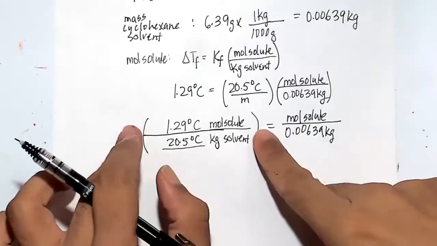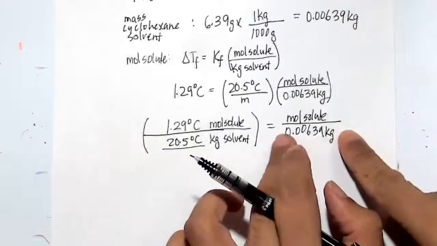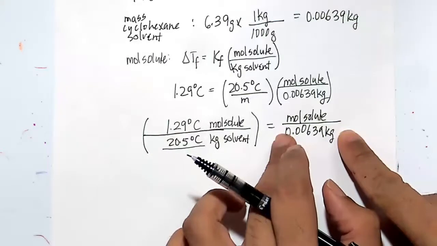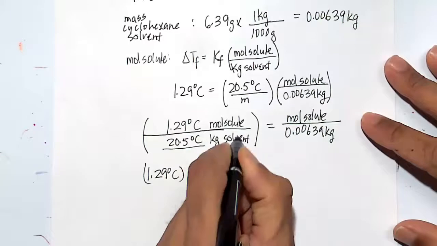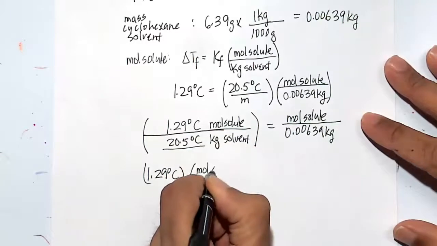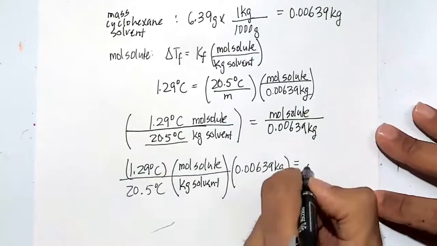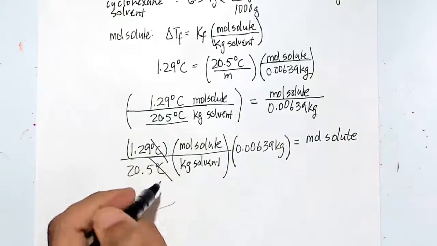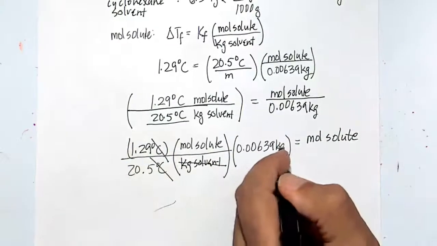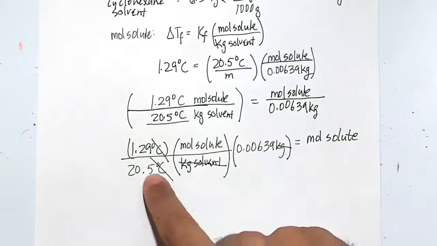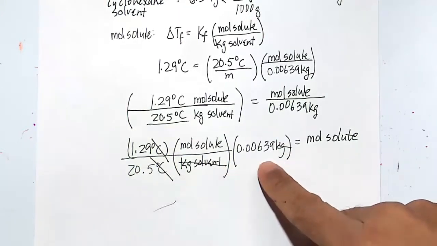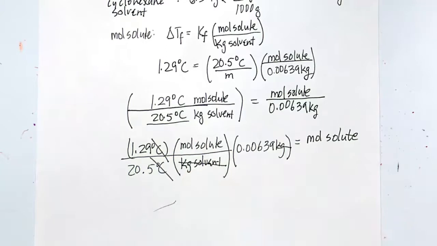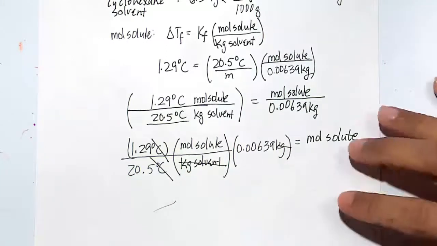So now we have this value. Let's multiply both sides of the equation by 0.00639 kilograms. Okay, this is just units, it's not really a number. This should equal our moles of solute. Immediately we see the degrees C cancel and the kilograms cancel. So 1.29 times 0.00639 divided by 20.5 should give us the moles of the solute.